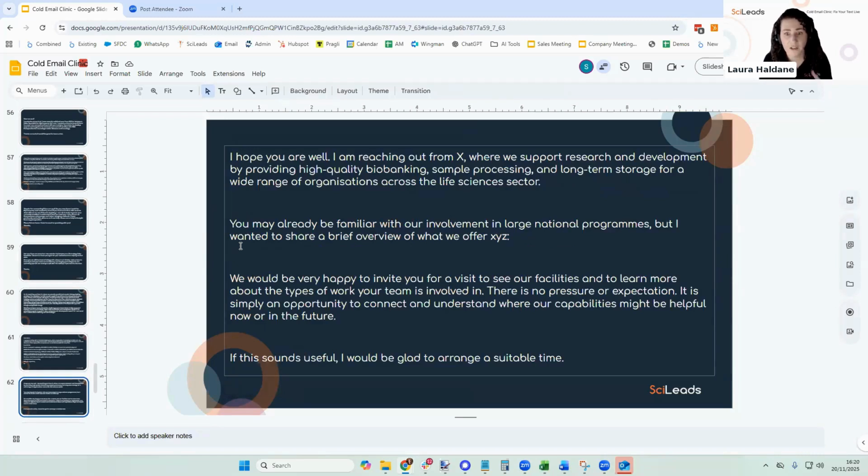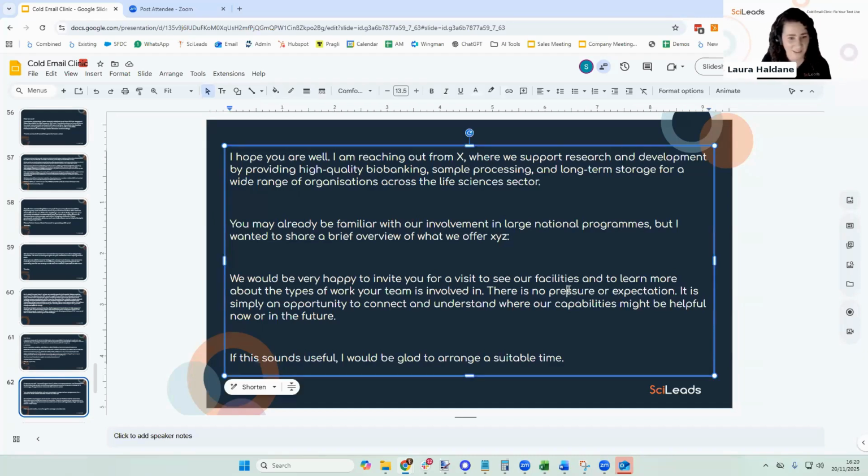Hope you're well. Reaching out where we support research development. You may already be familiar with our involvement. Again, that's a bit vague. It's not as nice as the last one where you can actually list things that you've done. Very happy to invite you for a visit to see our facilities. That's actually a really nice call to action. It's just not strong enough, but as a concept, it's quite cool.